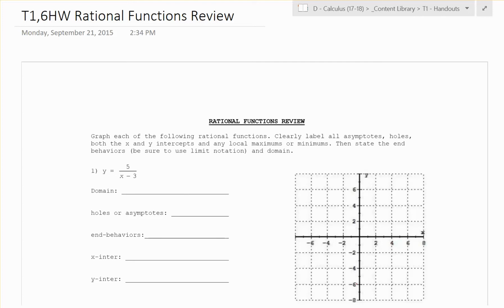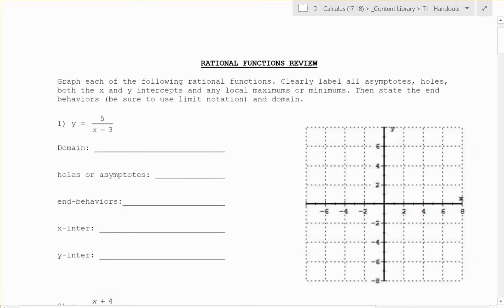Let's graph some rational functions. Please remember that you should always look to factor rational functions first before you do anything else. What's nice is on this first one, everything's nicely factored already.